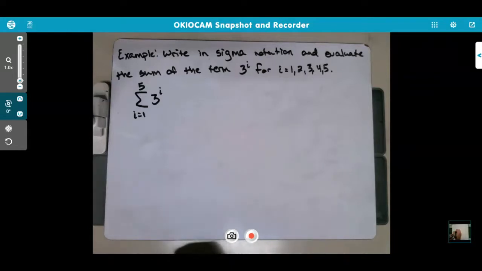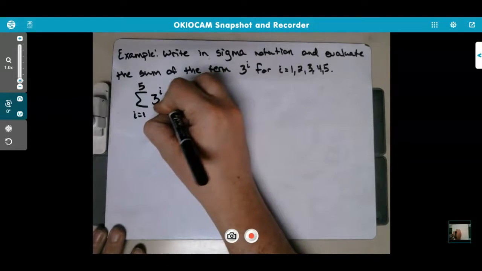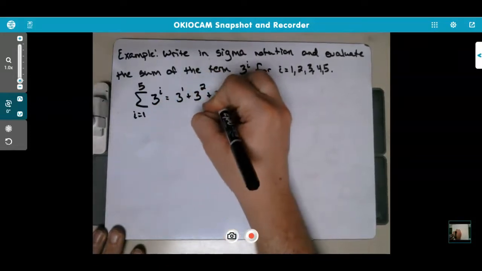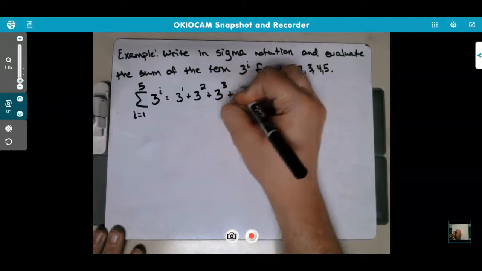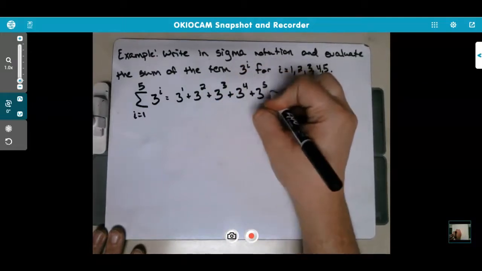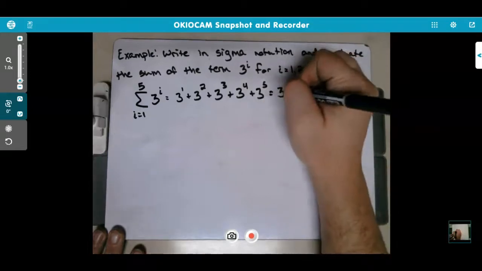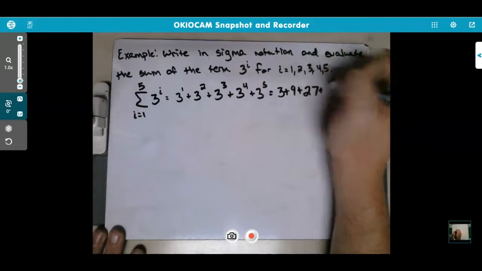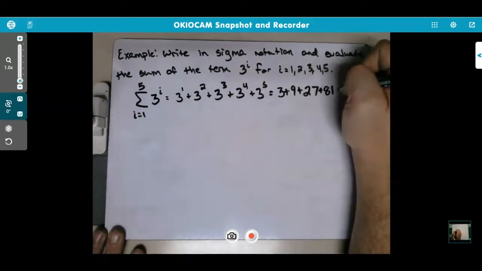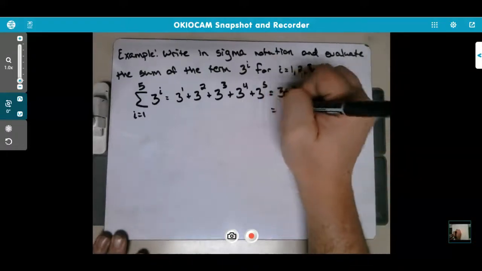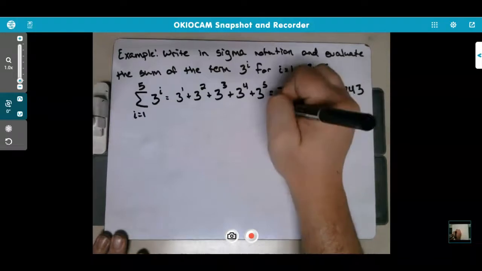Now I need to actually see what this is. So plug in a 1 first, 3 to the first. Plug in a 2, that's 3 squared. Plug in a 3, that's 3 cubed. Plug in a 4, that's 3 to the 4th. Plug in a 5, that's 3 to the 5th. 3 to the first is 3, plus 3 squared, which is 9, plus 3 cubed, which is 27, plus 3 to the 4th, which is 81, plus 3 to the 5th, which is 243. Add all of those up, and you get 363.